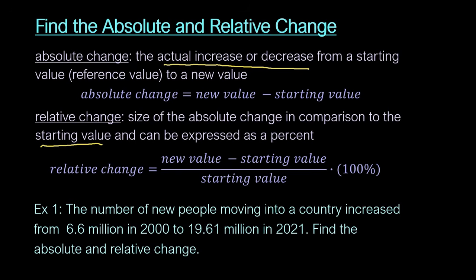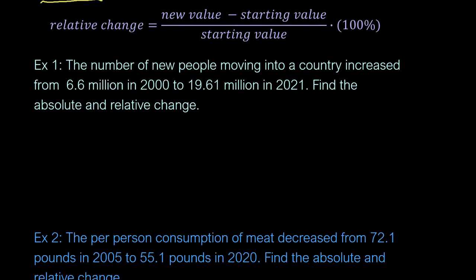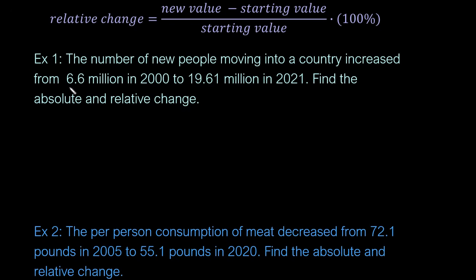So let's try a couple of examples. The number of new people moving into a country increased from 6.6 million in 2000. This would be our starting value. And it increased to 19.61 million in 2021. So this would be our ending value or the new value, as our formula says.